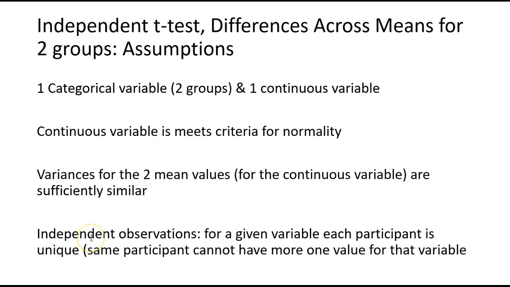And then the last assumption is that you have independent observations, and that's really a pretty simple concept. It means that for any given variable, each participant or each observation is unique. In that same variable, you can't have a person represented twice for that variable.